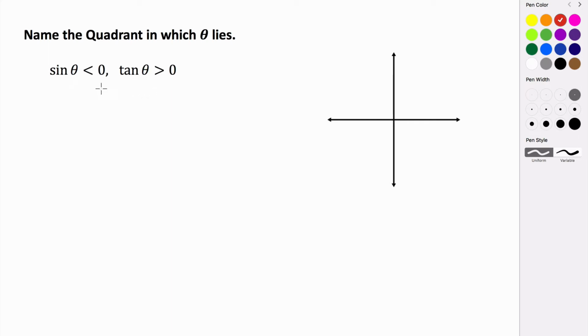In order to do this, we need to remember the ASTC thing that we talked about. All of our functions are positive in the first quadrant. Sine and its reciprocal are positive in the second quadrant. Tangent and its reciprocal are positive in the third quadrant, and cosine and its reciprocal are positive in the fourth quadrant. So we need to figure out what quadrant has a negative sine and a positive tangent.